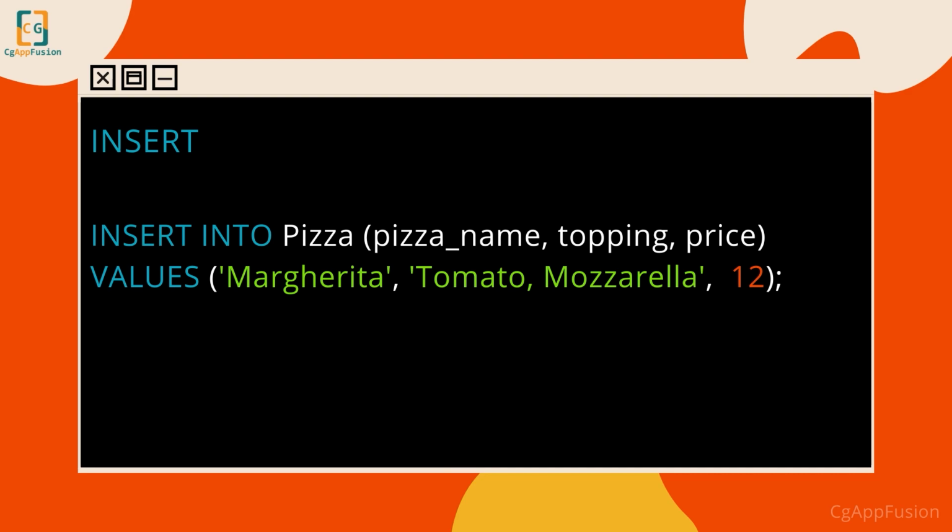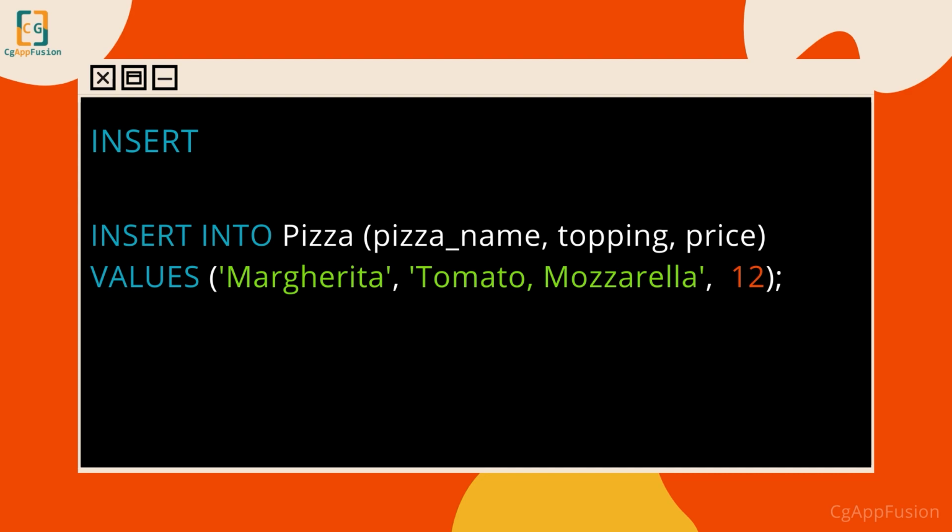Then we have to put a comma. Then we open another single quote. In that single quote, we provide tomato and mozzarella. And the tomato and mozzarella is going to be attached to the toppings because it's in the second position. After that, we close the single quote, we put a comma, and we provide 12 for the price.